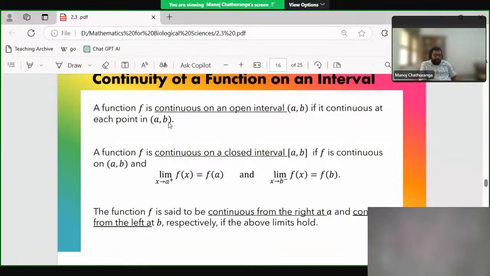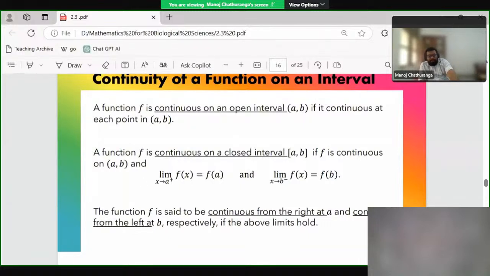But still, if you want, you can ask for the left and right limits of f at a and b, because even though they are not in the domain, they are endpoints. You cannot evaluate the function at either a or b because they are not in the domain, but still you can compute the limits.